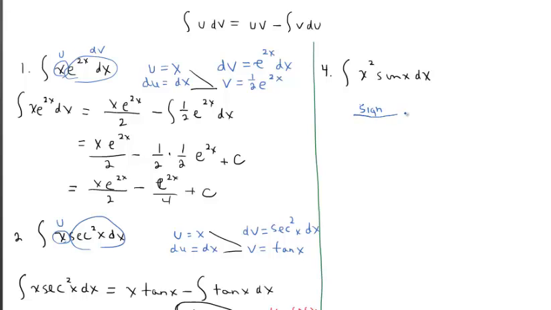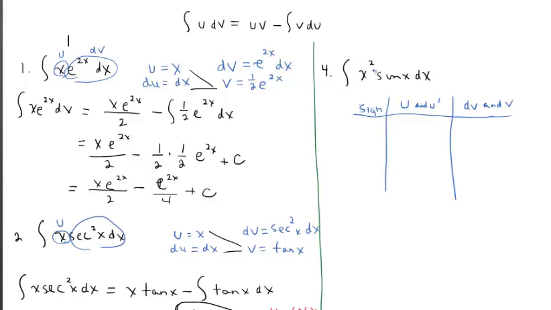The first column will be labeled the sign. We're going to alternate between positive and negative. The second column is going to contain u, whatever we decide u is, and all its derivatives, u and u prime. And the third column is going to contain the dv part of our original problem and the antiderivatives.